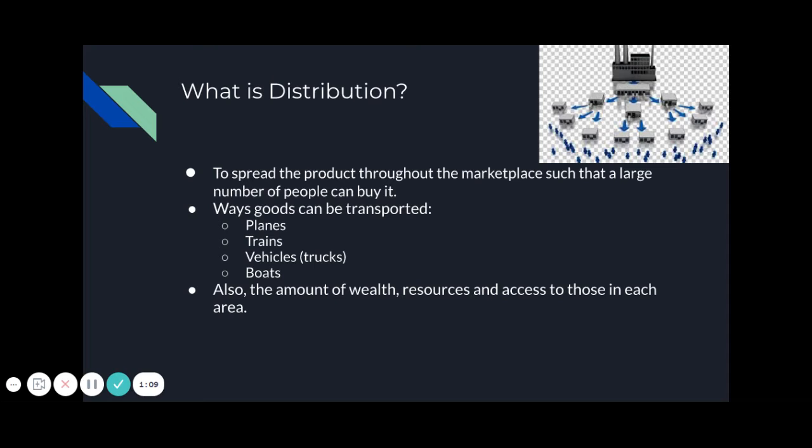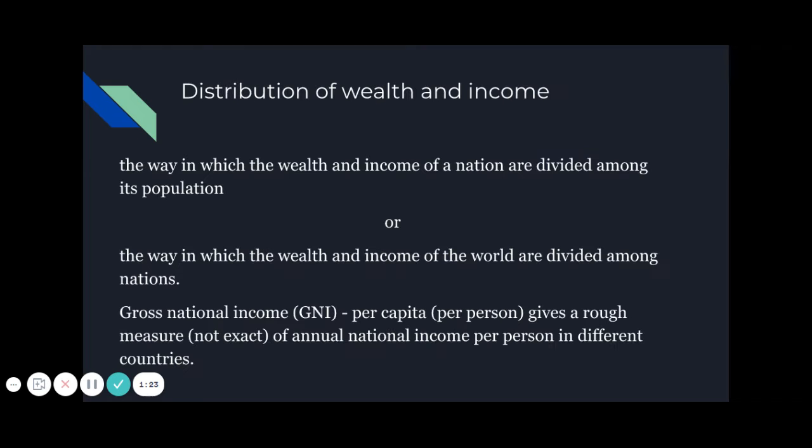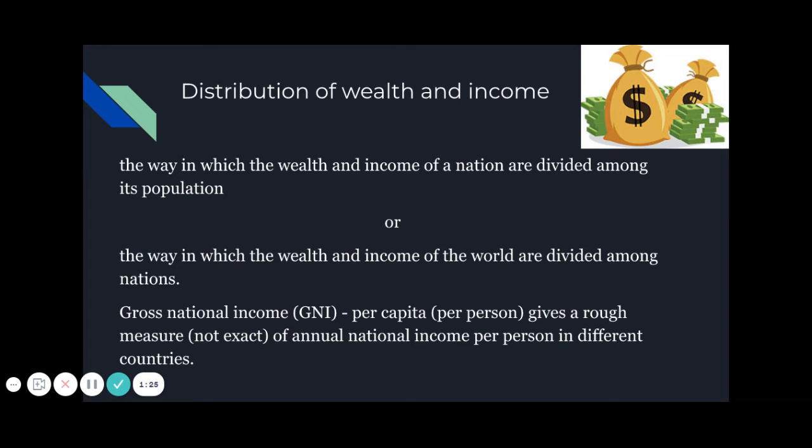So, for example, take apples. If there's a lot of businesses in the U.S. that produce apples, are those resources evenly spread out, or are they just located in Ohio and not available in California? That would also be distribution. We talk a lot about distribution of wealth and income, because it's not necessarily even.